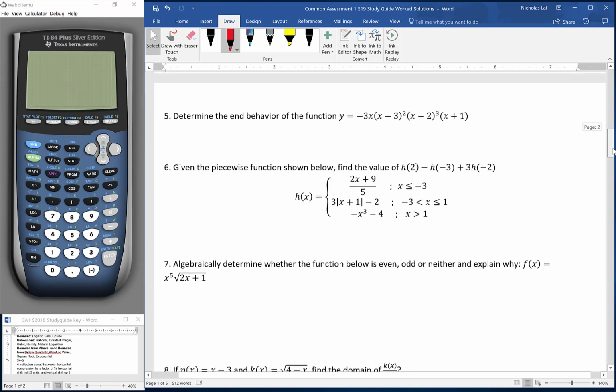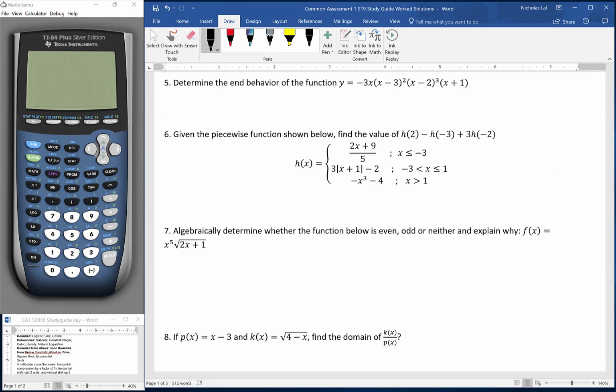let's move to problem 5. Determine the end behavior of the function y is equal to negative 3x times x minus 3 squared times x minus 2 cubed times x plus 1. And the best way I'm going to do this is to use my calculator. Step 1, I plug the function into my calculator. So plug it in.